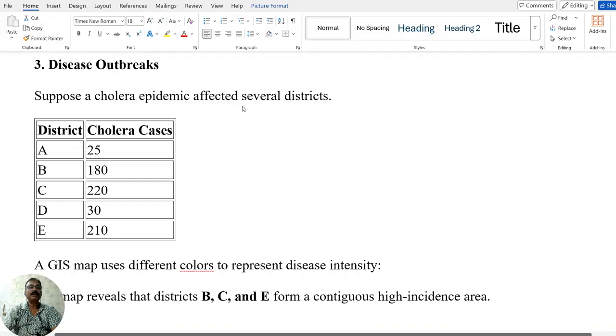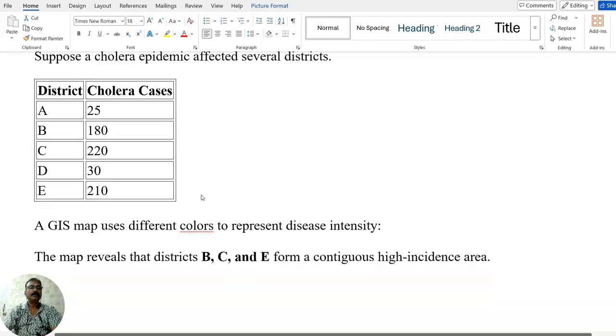Similarly, suppose you have data on a disease outbreak. Suppose a cholera epidemic affected several districts. Districts A, B, C, D, E, and the number of cholera cases are there. So you have to convert this data into a GIS map, using different colors to represent disease intensity.